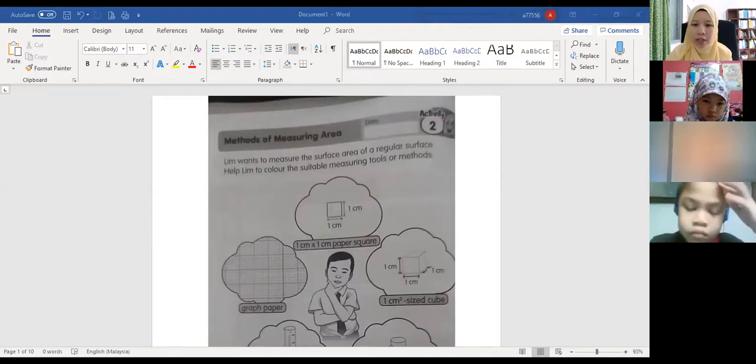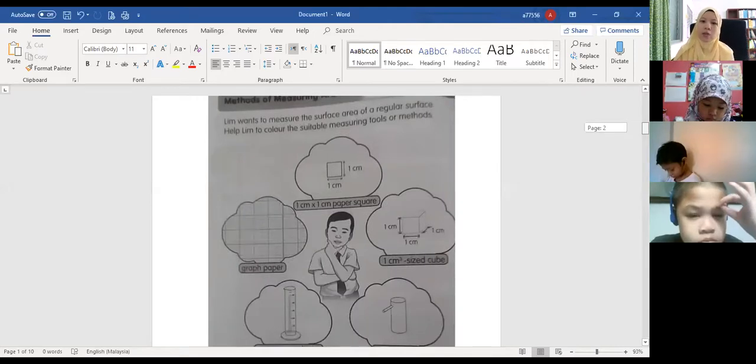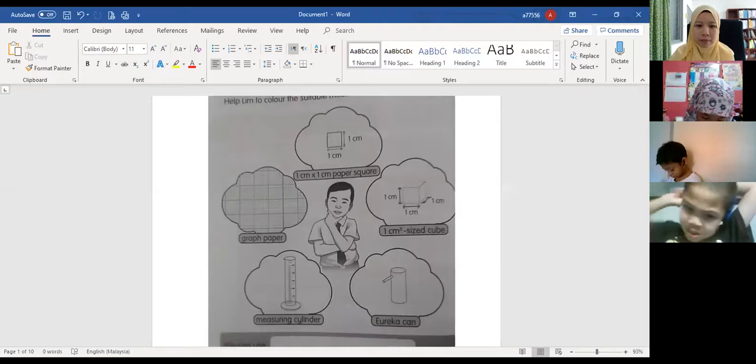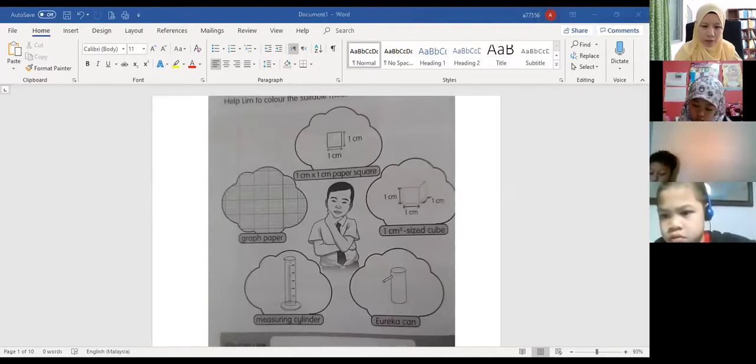Okay, Lim wants to measure the area. Which method is suitable to measure the area? There are five answers here. Where is the suitable method to measure the area? Can you give me the answer? Okay, students, are you with me? Okay, Dini, you give me the correct answer. Very good. Okay, Sudan, are you with me? Okay, Lisa, can you hear Dini speak? Can you?